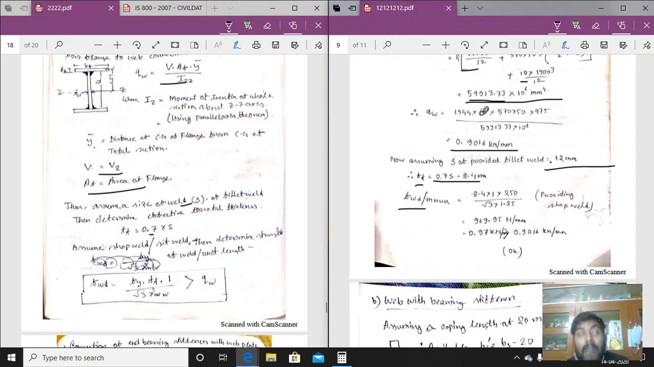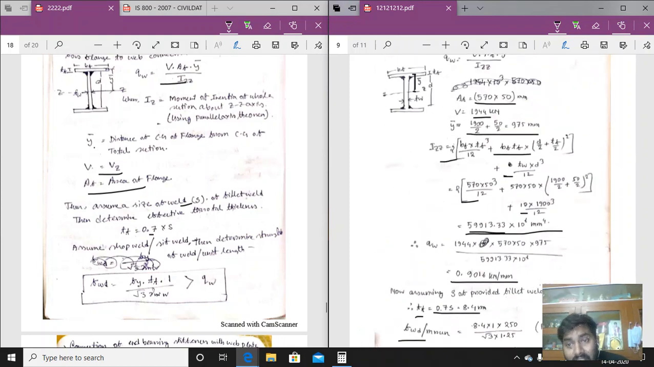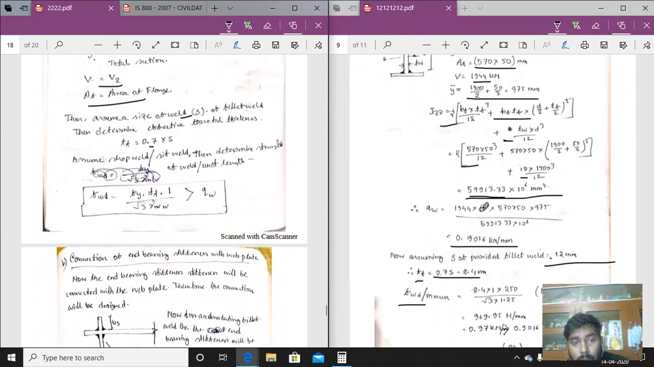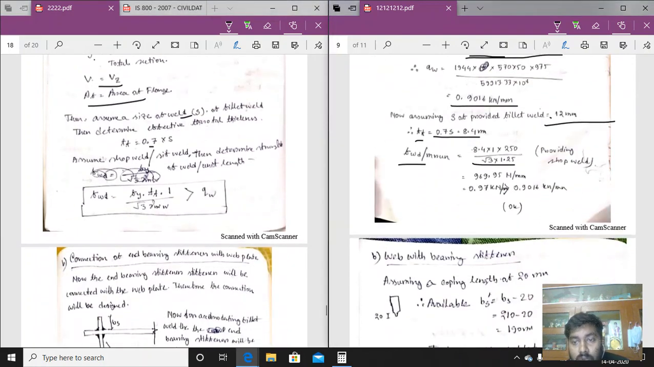So FWD per meter run. We are determining the FWD per meter run. So for 1 meter, what is the strength we are getting? Here also we have determined the value per meter run. Putting all the values, it is coming 0.97 kilonewton per meter, which is greater than 0.9016 kilonewton per meter. So okay, 1.25, why? Because soft welding is used. So the weld between the web and the flange is satisfied. So it is okay, it is done.